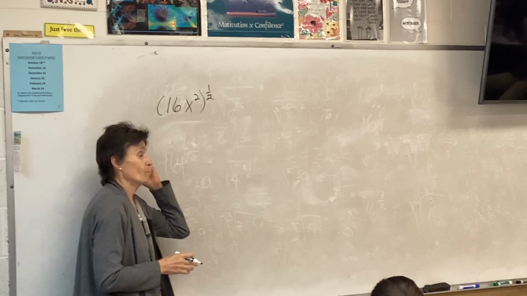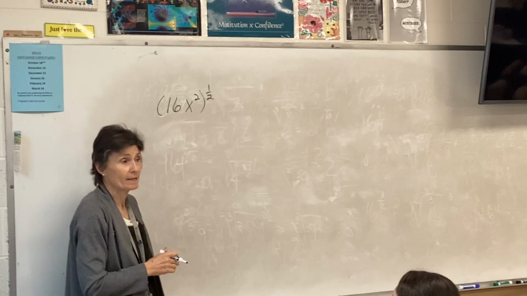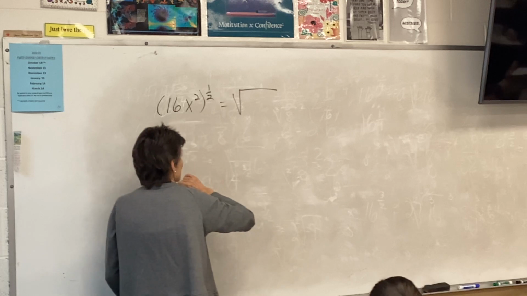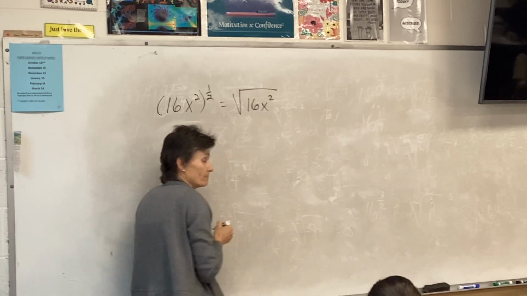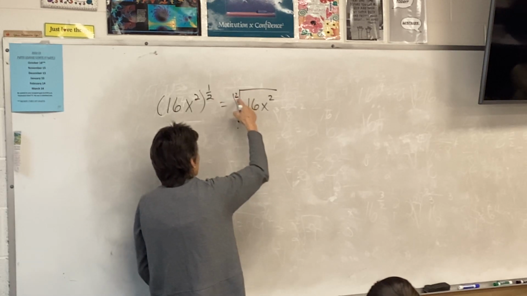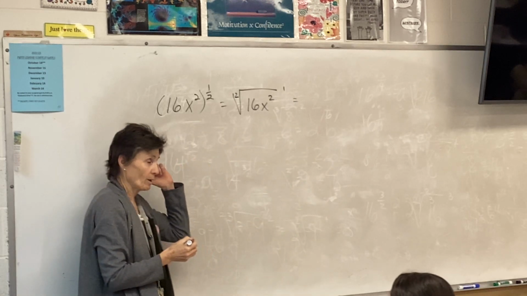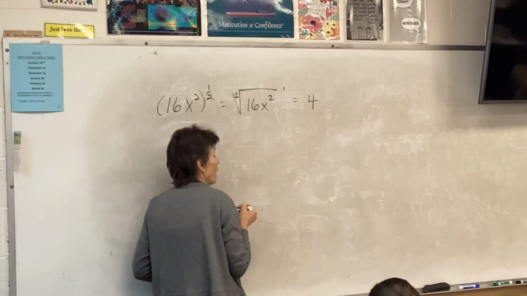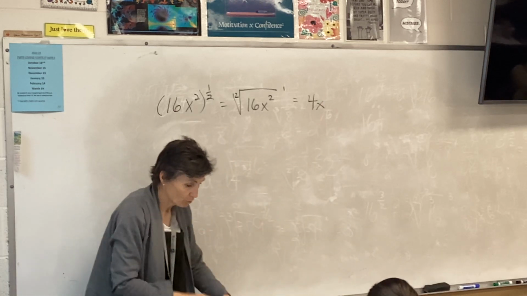Okay? So, first thing I see is I've got a fractional exponent. What does a fractional exponent always mean? A radical. So it's going to be a radical, and underneath the radical is going to go 16x squared. And the radical is going to be the square root to the first. So what's the square root of 16? 4. What's the square root of x squared? X. Done. Problem finished. Moving on.